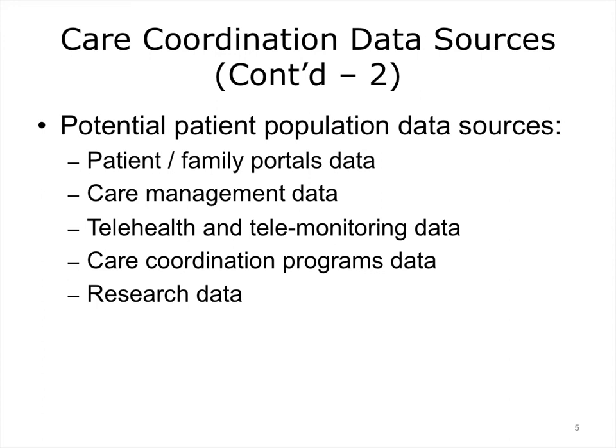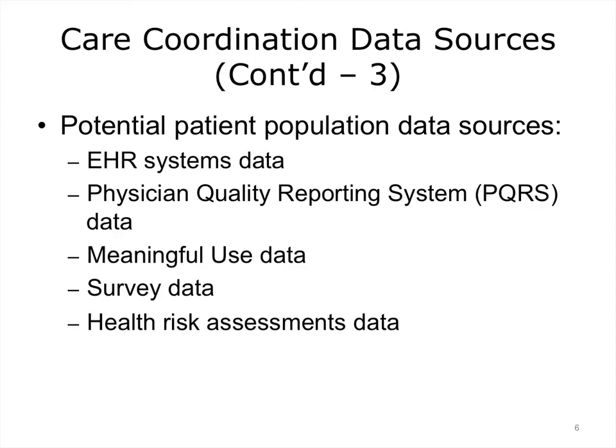Potential patient population data sources to coordinate patients' care includes patient and family portals data, care management data, telehealth and telemonitoring data, care coordination programs data, and research data. Additionally, potential patient population data sources to coordinate patient care includes EHR systems data, physician quality reporting system or PQRS data, meaningful use data, survey data, and health risk assessments data.